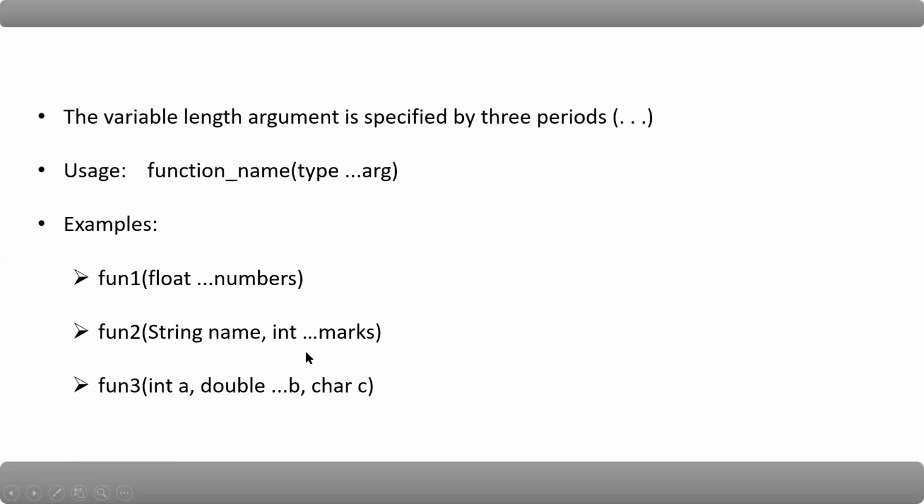Now I am considering another example where I am going to pass three arguments. The first one is an integer argument, the second one is a variable length argument of double, and the third argument is a character argument C. If you observe here, the variable length argument is not the last argument in that list, so automatically you will get an error if you execute this program. Now we will see a couple of examples where we are going to pass variable length arguments to functions.